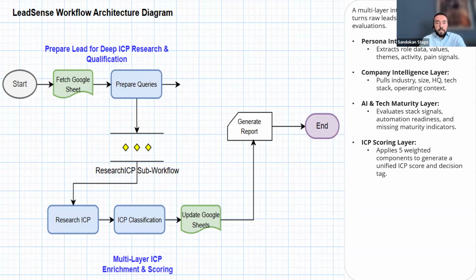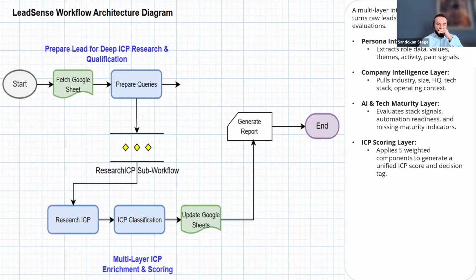Okay. Once all of these layers are complete, the agent updates your Google Sheet or whatever source you're using with the enriched data. It generates a full qualification report, and then you're done. Every lead now has a complete profile: who they are, why they matter, and whether they're worth pursuing.